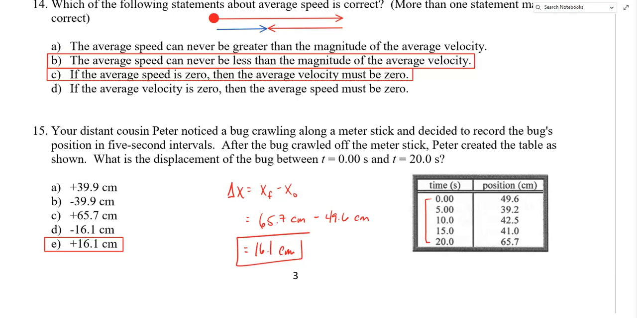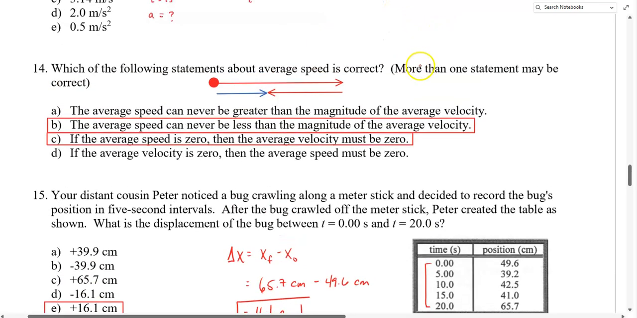Number 14 is kind of interesting because there are 2 answers, and the question itself does remind us that more than one statement may be correct. The average speed, now speed is a little bit different than velocity. Remember, speed doesn't account for direction. The average speed can never be greater than the magnitude of the average velocity.